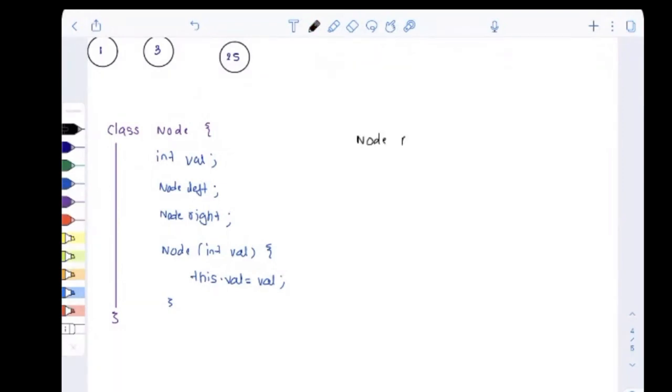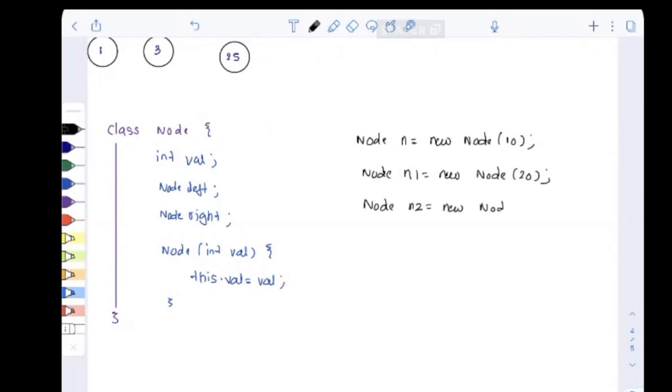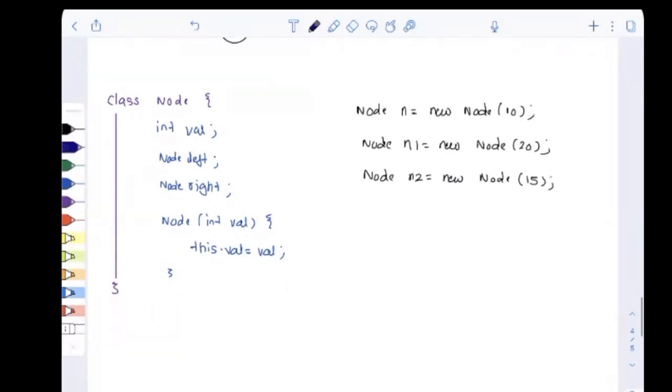Suppose I am creating node n is equals to new node 10, and then node n1 is equals to new node 20, and then node n2 is equals to new node 15. Suppose I'm doing this, guys. So let's see what will happen, right?